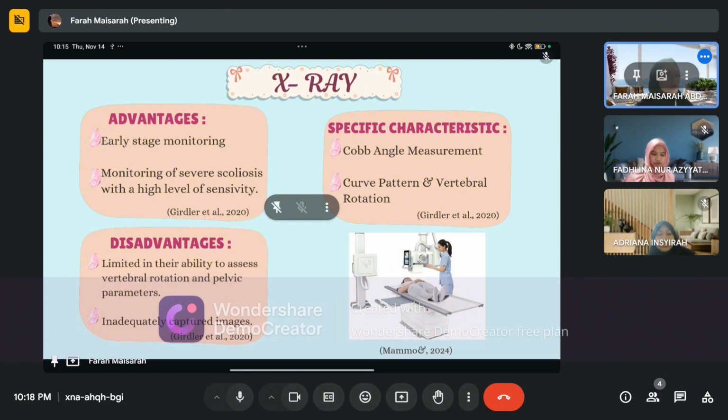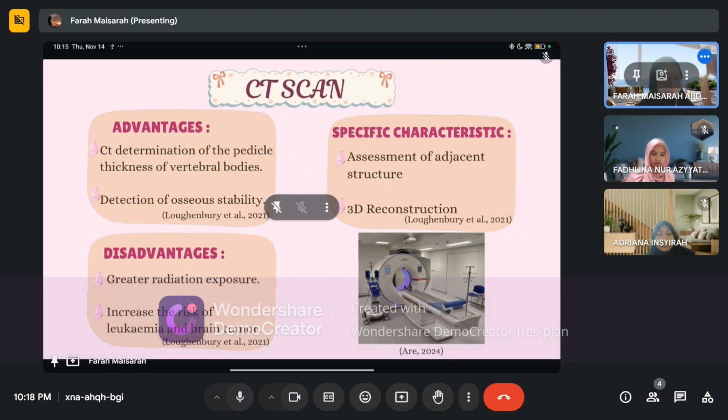Okay, so we'll move on to another modality, the CT scan. The advantages of CT scan: it can determine the pedicle thickness of the vertebral body, which is basically for screw placement during surgery. Moreover, it's for detection of osteostability and growth limiting anomalies, such as hemivertebrae or congenital vertebral defects. But the limitation is that it has greater radiation.